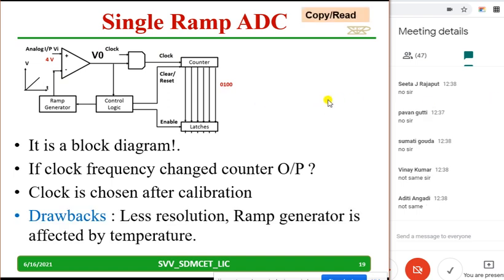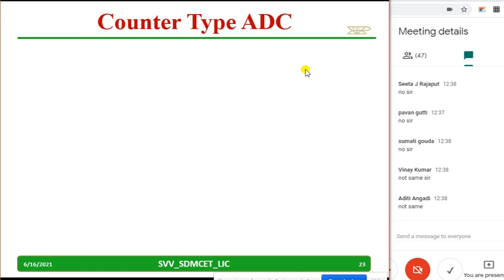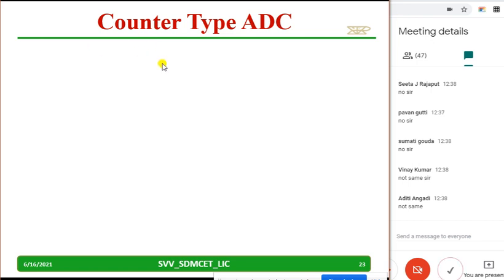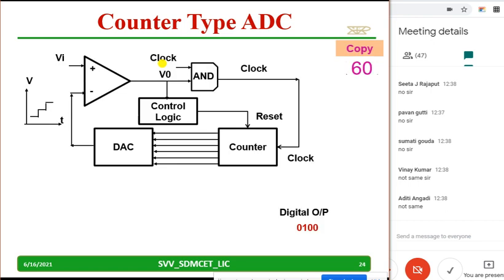Take 1 minute and try to copy down one line from this. Let me go to the next. Now a counter type A to D converter, second, we are going to discuss. It is the same; those who understood the first one, nothing is there in the second one. But take 1 minute and copy down the diagram. Working we will discuss after a minute.